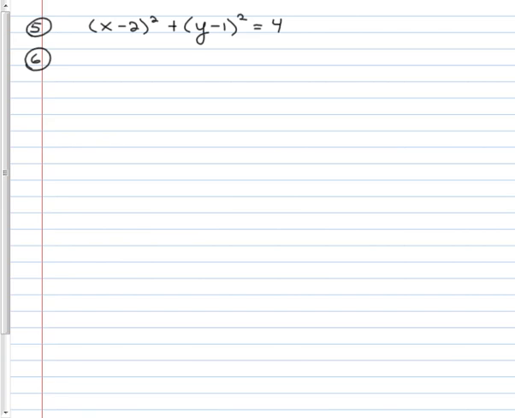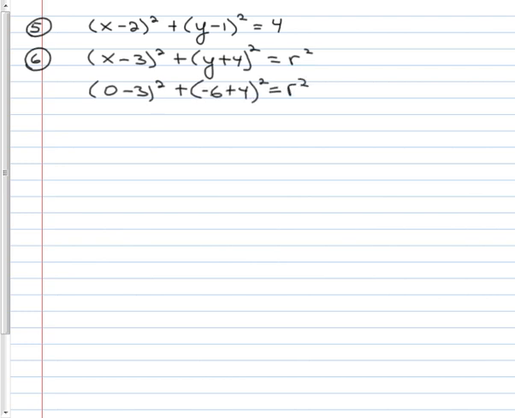Number 6, we have a center, 3, negative 4. So I'm going to go x minus 3 quantity squared plus y plus 4 quantity squared equals my radius squared. Can I read the radius off this graph? No, it's going on some diagonal, so I don't know the radius on this one. So what do we do? Substitute in the point 0, negative 6. 0 minus 3 quantity squared plus negative 6 plus 4 quantity squared, that's the radius squared.